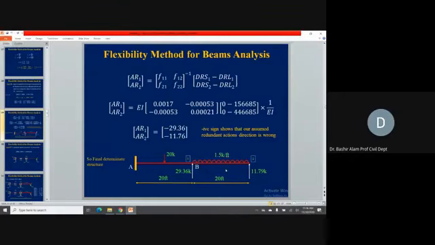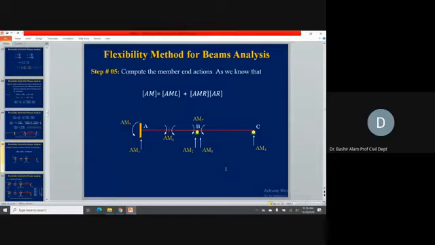Now, the rest of the problem you can solve by equilibrium, but you can do it by the matrix approach also. For that case, now we go to step number 5. In step number 5, we find the member end actions, which we assume at certain cross sections. Now let's find out these. This is going to be your choice, and in terms of availability and ease, you can find out the values. AM is the member end actions, which is here.